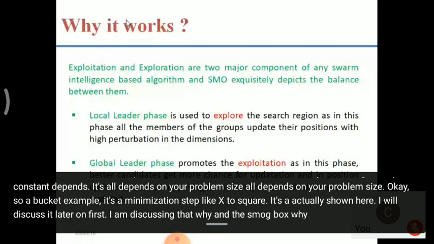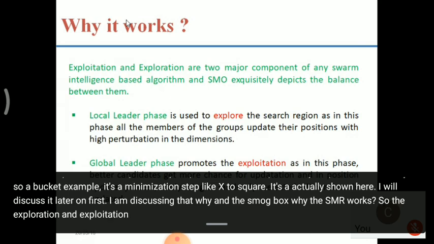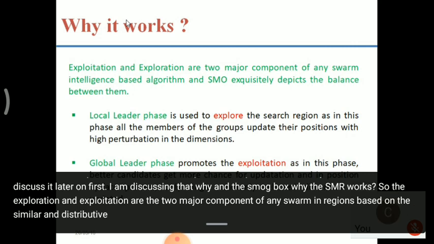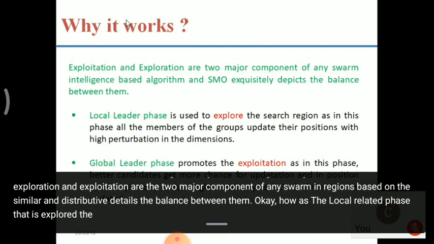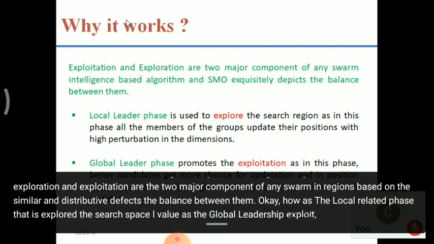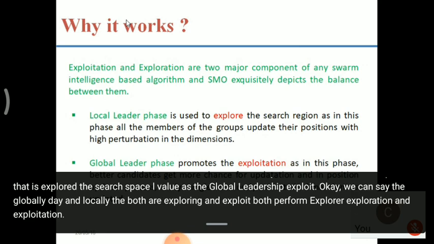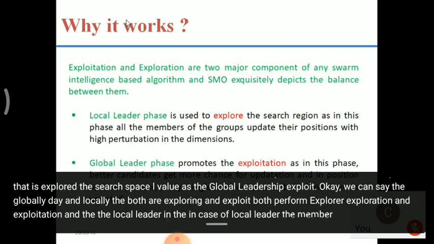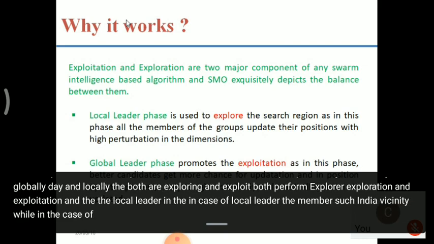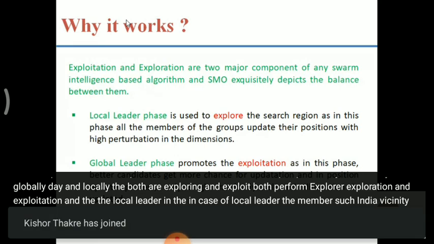Why does the SMO work? Exploration and exploitation are the two major components of any swarm intelligence-based algorithm, and SMO statistically depicts the balance between them. How? As the local leader phase explores the search space, the global leader phase exploits. We can say the global leader and local leader both perform exploration and exploitation. In the case of the local leader, the members search in their vicinity, while in the case of the global leader, the members explore the search area directed by the global leader.